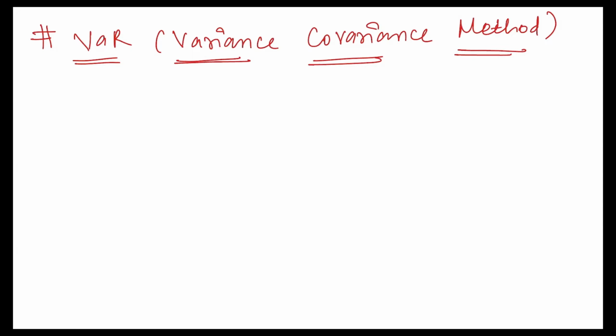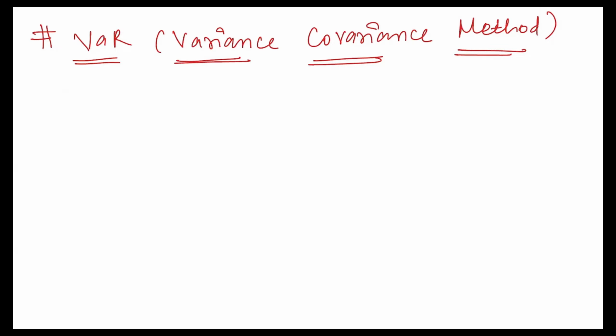So let's understand what is a variance covariance method. The variance covariance method, also known as the delta normal method or parametric method, is a widely used approach for estimating value at risk in financial risk management.